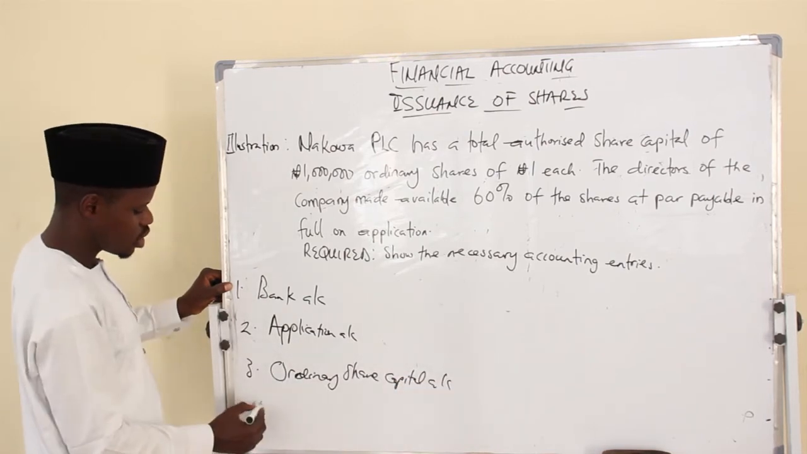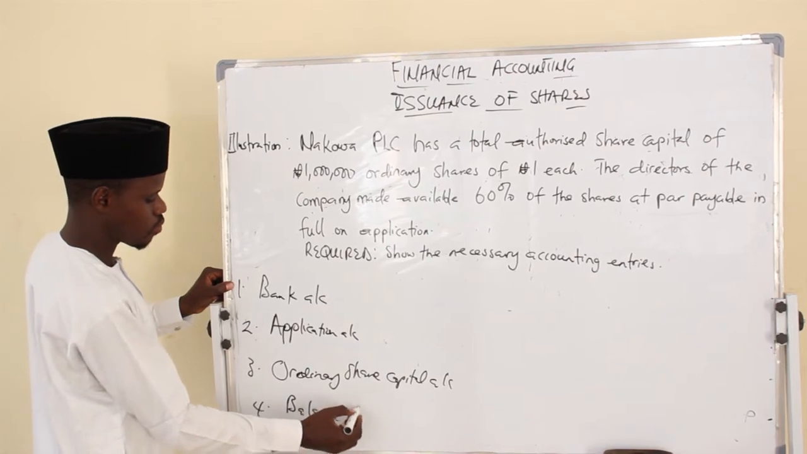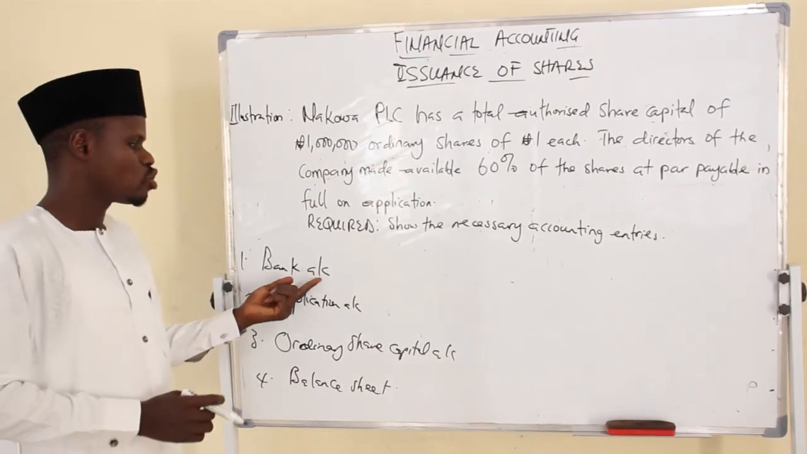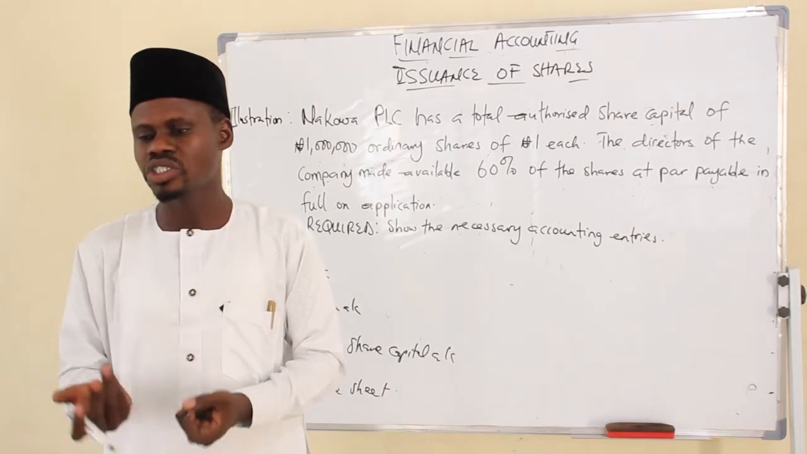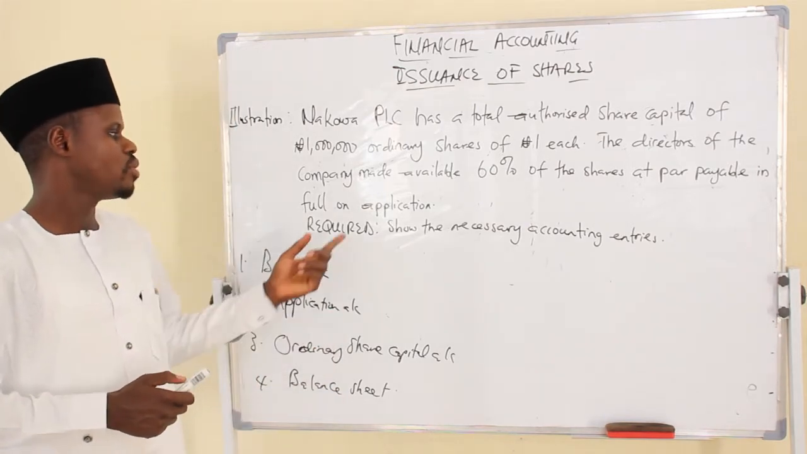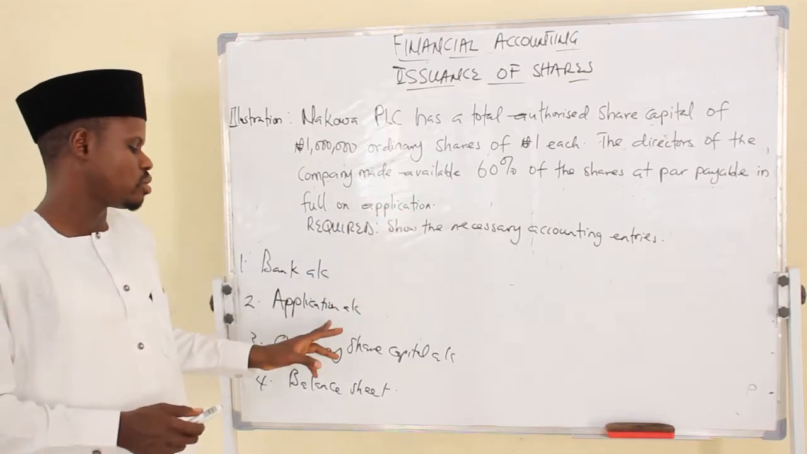And finally, you extract a balance sheet. Why are we required to open a bank account? Because we are going to make payments through the bank. We are going to receive the money through the bank. Why do I want to open an application account? Because they said payable in full on application.